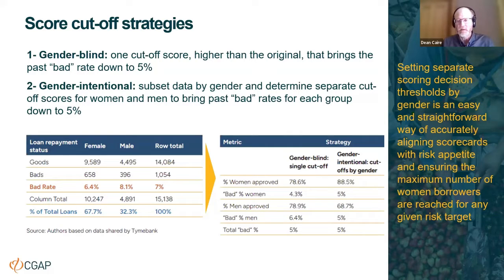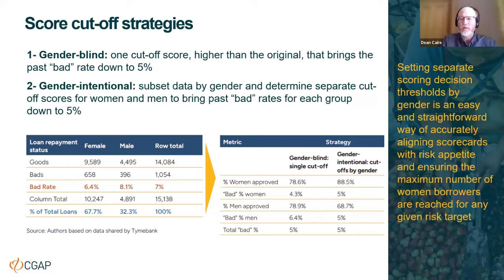So it's something that can be used to certainly increase the number of loans to women, and increasing the number of loans to women won't increase the portfolio risk. Decreasing the loans to men, if that went against some other goal, might not be what you want to do. But that's that.